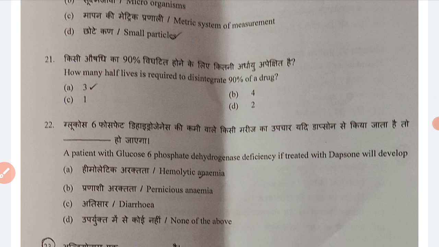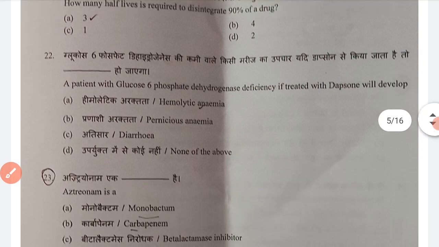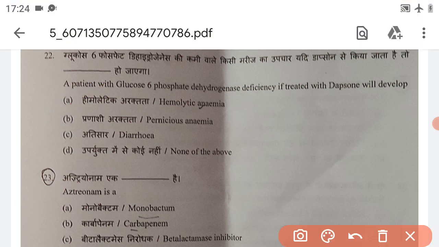Next, how many half-lives are required to eliminate 90% of a drug? 100% of a drug needs 4 to 5 half-lives, but for 90% of the drug, it is 3 half-lives. Next, a patient with glucose 6-phosphate dehydrogenase deficiency, if treated with dapsone, will develop hemolytic anemia.